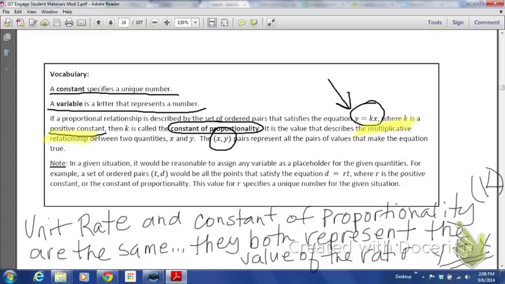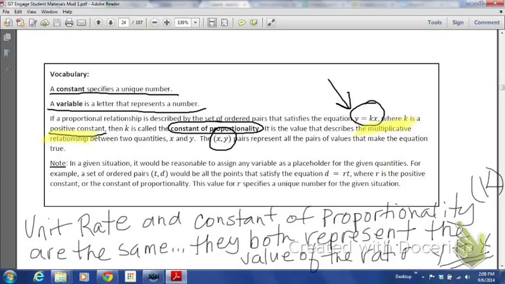And here's a note: in a given situation, it would be reasonable to assign any variable as a placeholder for the given quantities. For example, a set of ordered pairs (t, d) would be all the points that satisfy the equation d equals r times t.